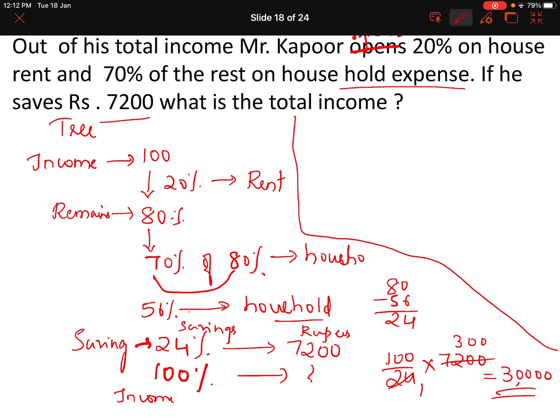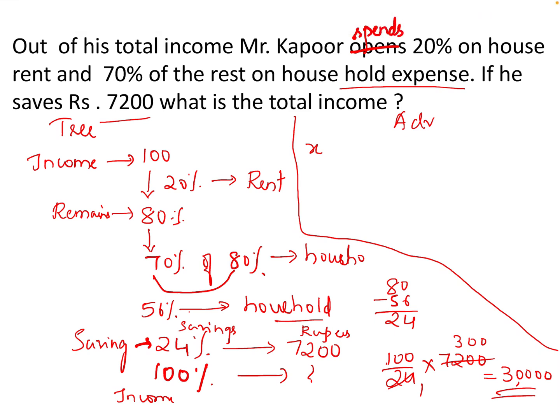Now let us assume his total income. This is the advanced method. Let the total income be X. We know that 20% on house rent he is spending. So after spending 20%, what will be remaining? 80% will be remaining. So X into 80%. After spending on house rent, this much is remaining.